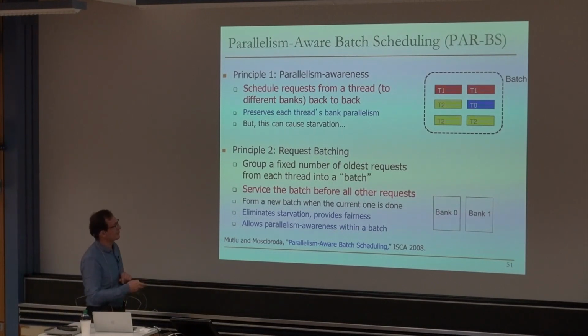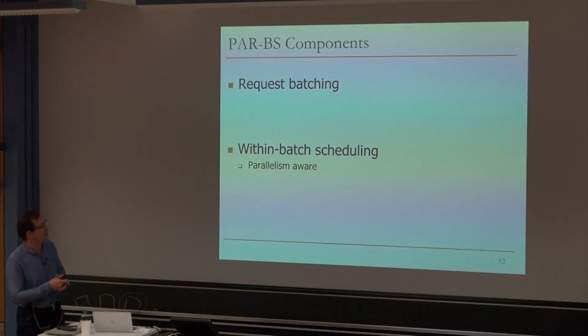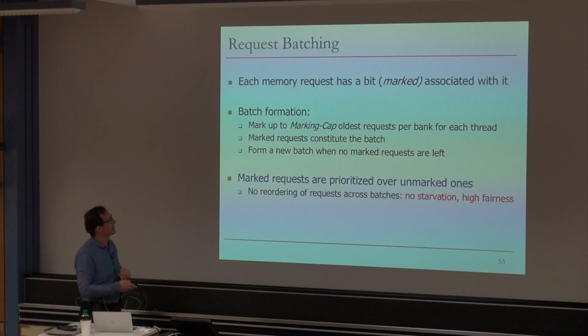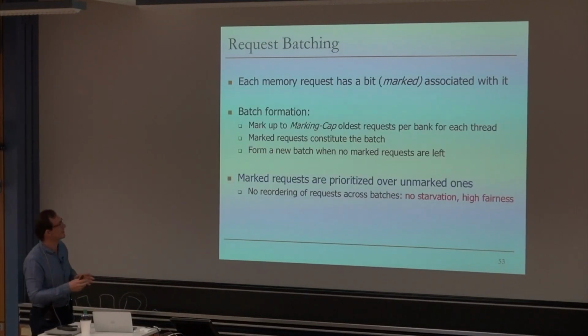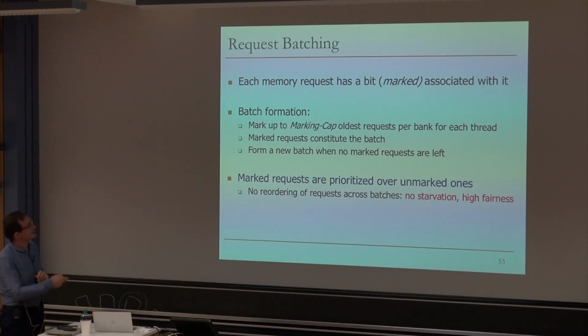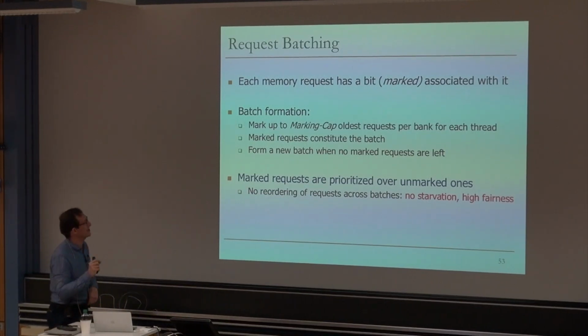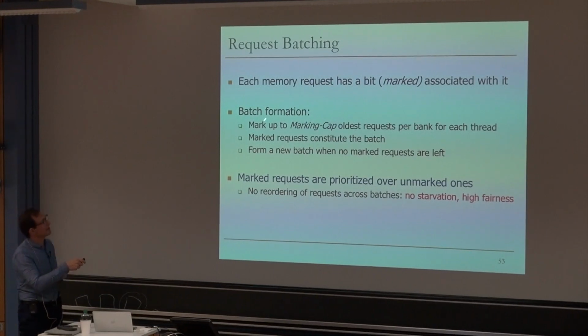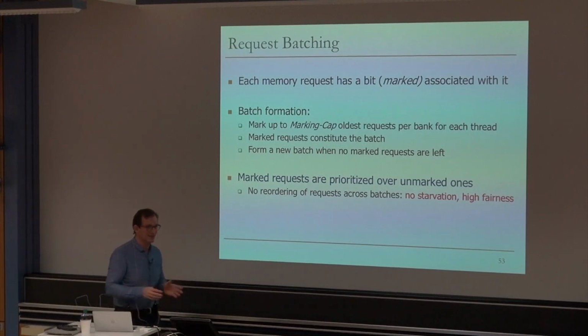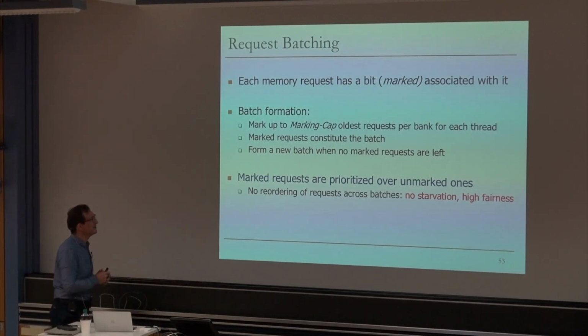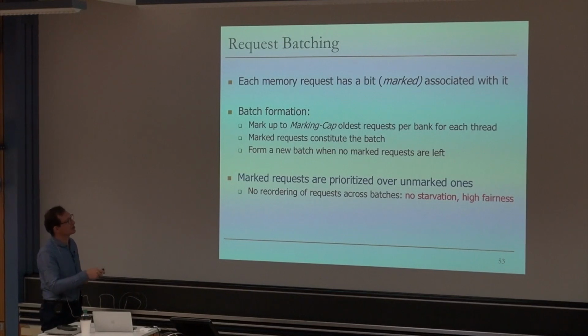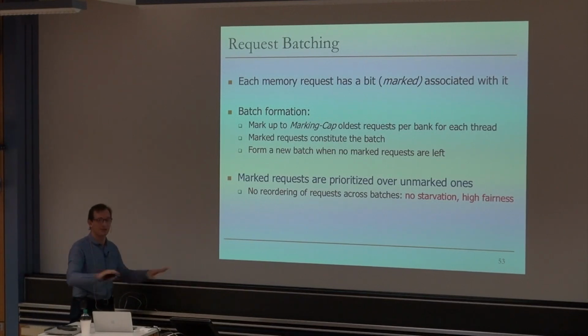Okay. So basically, there are 2 components to this. One is request batching, and the other is within-batch scheduling. Request batching is relatively simple. We'll take a look at that. Actually, both of them are relatively simple, but this tends to be much simpler. So basically, each memory request has a marked bit, a bit associated with it saying, is it part of the batch? Is it part of the oldest batch? So when you form the batch, you mark up to some marking cap, oldest requests per bank for each thread. This is a threshold, which we will discuss later. And the marked requests constitute the batch. And you form a new batch when no marked requests are left.